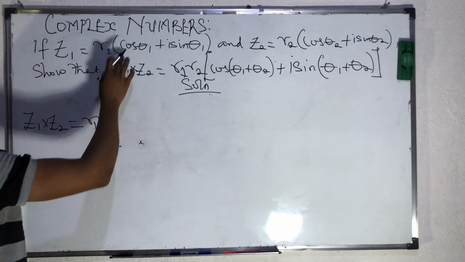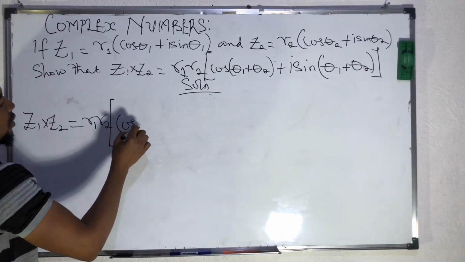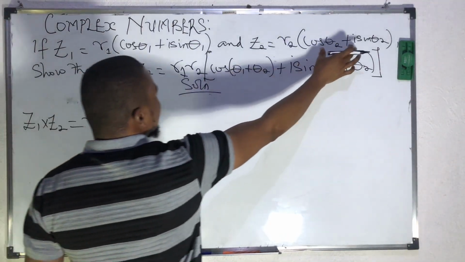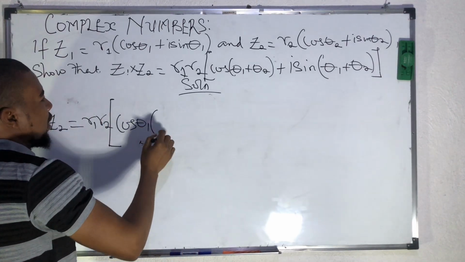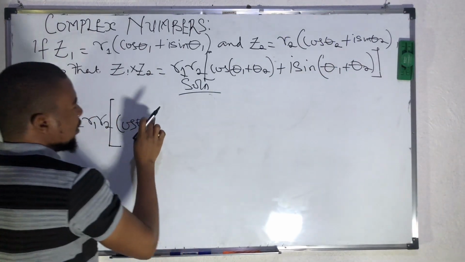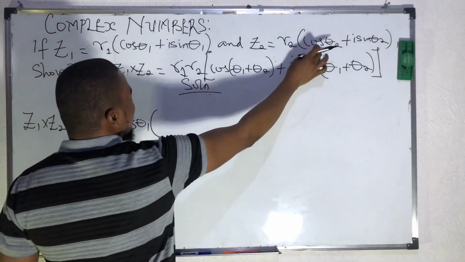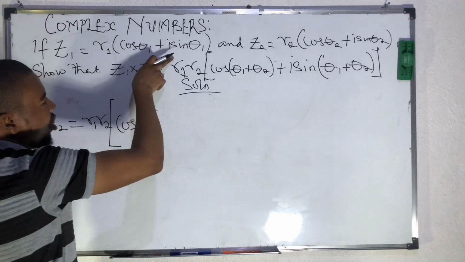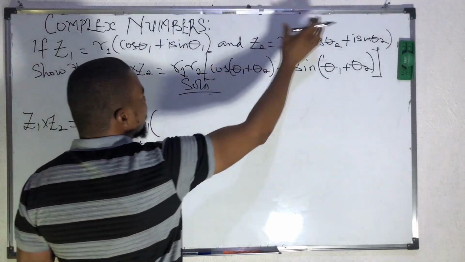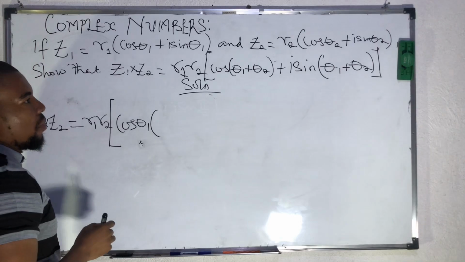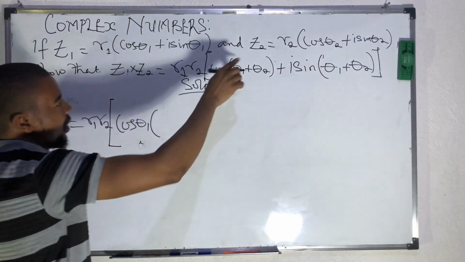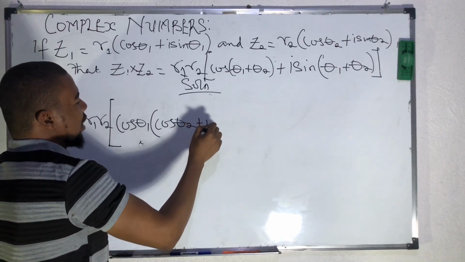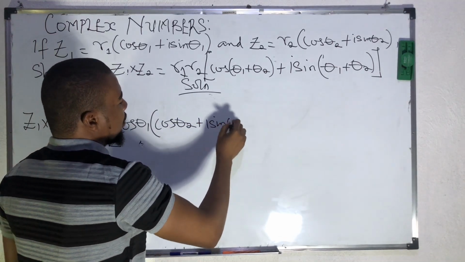Now let's begin. For the first one here, we have cos theta 1. This cos theta 1 is going to multiply everything in the second bracket. We open our bracket and put everything inside, because this and this are multiplying. So this one multiplies everything here first. Then the second one, which is the imaginary part, also multiplies everything inside. Now let's perform the operation. The bracket here contains cos theta 2 + i sin theta 2.